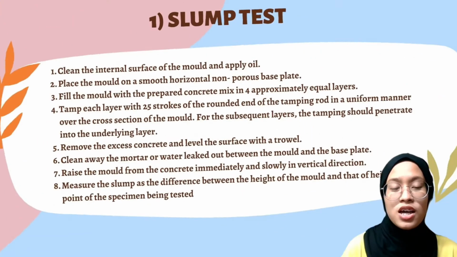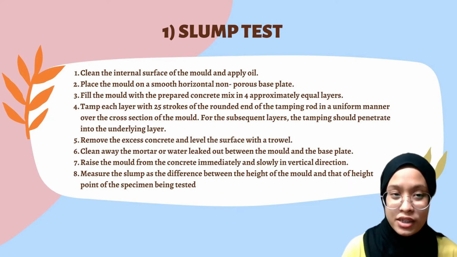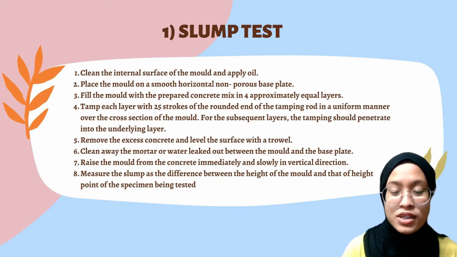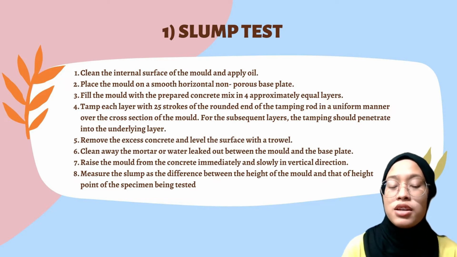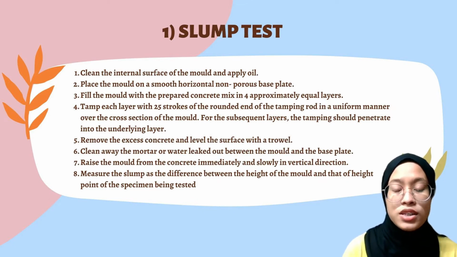For the slump test, we have to clean the internal surface of the mold and apply oil, and then place the mold on a small horizontal non-porous surface, and then fill the mold with the prepared concrete mix in 4 approximately equal layers, tamping each layer with 25 strokes of the rounded end of the tamping rod. And then remove the excess concrete and level the surface with the trowel, and then clean away the mortar or water leaked out between the mold.